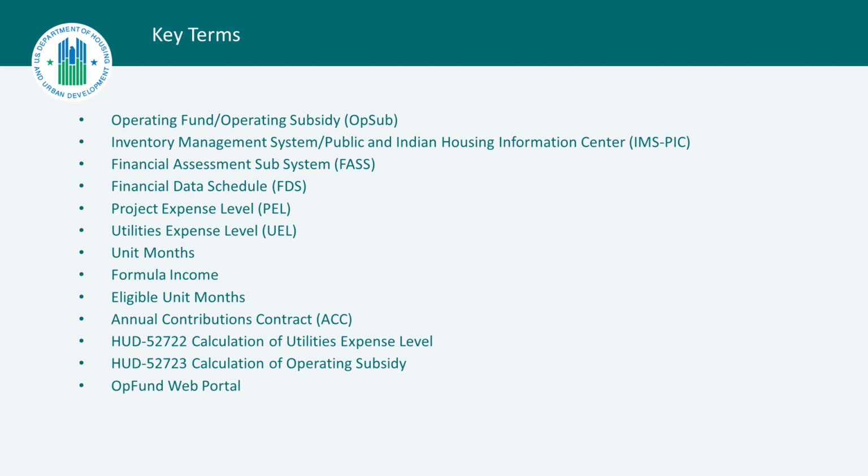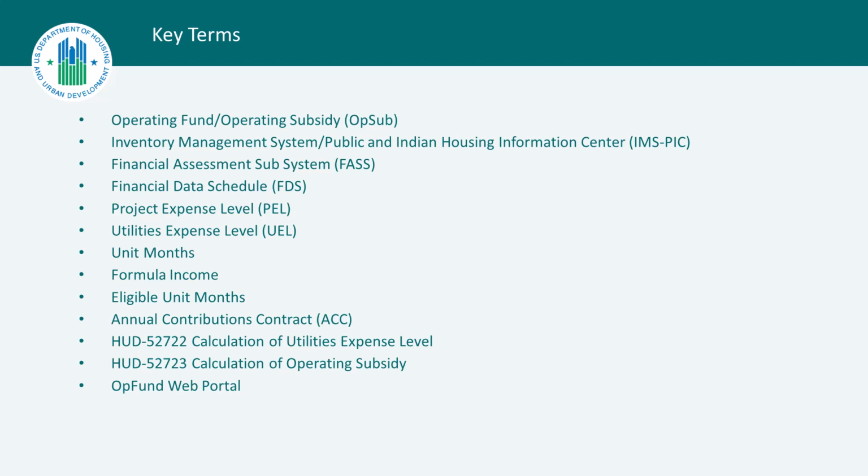The FDS includes financial information such as income statements and balance sheets. This includes data used in the operating fund formula, including data used to calculate formula income, PILOT, as well as audit fees. Project Expense Level, or PEL, is a model-generated estimate of the cost to operate a well-run public housing project, expressed as a per-unit month. Utility Expense Level, or UEL, is an estimate of the cost of utilities on a per-unit month basis. UEL is based upon project utility consumption and cost information.